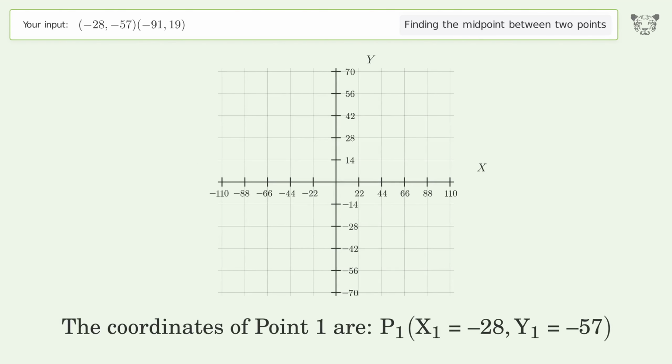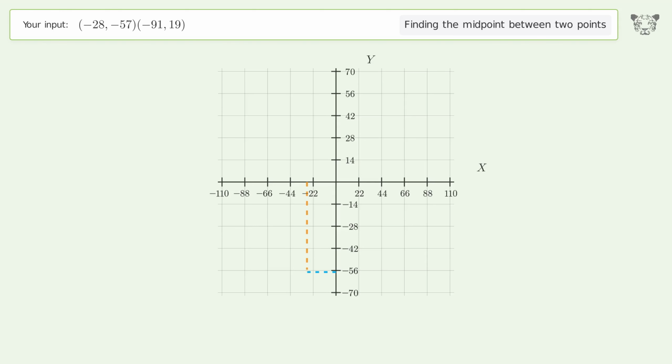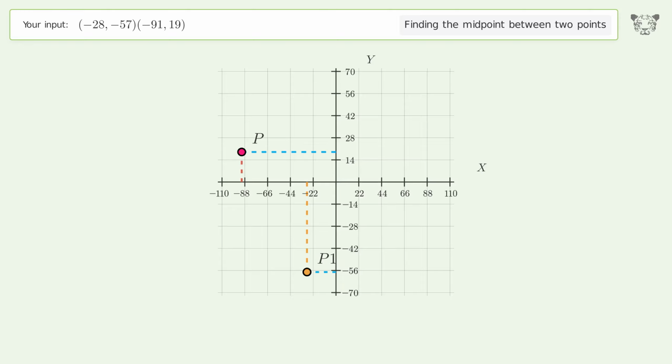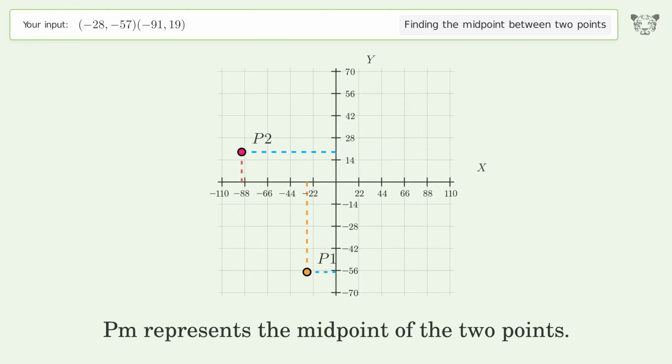The coordinates of point 1 are x1 equals negative 28, y1 equals negative 57. The coordinates of point 2 are x2 equals negative 91, y2 equals 19. PM represents the midpoint of the 2 points.